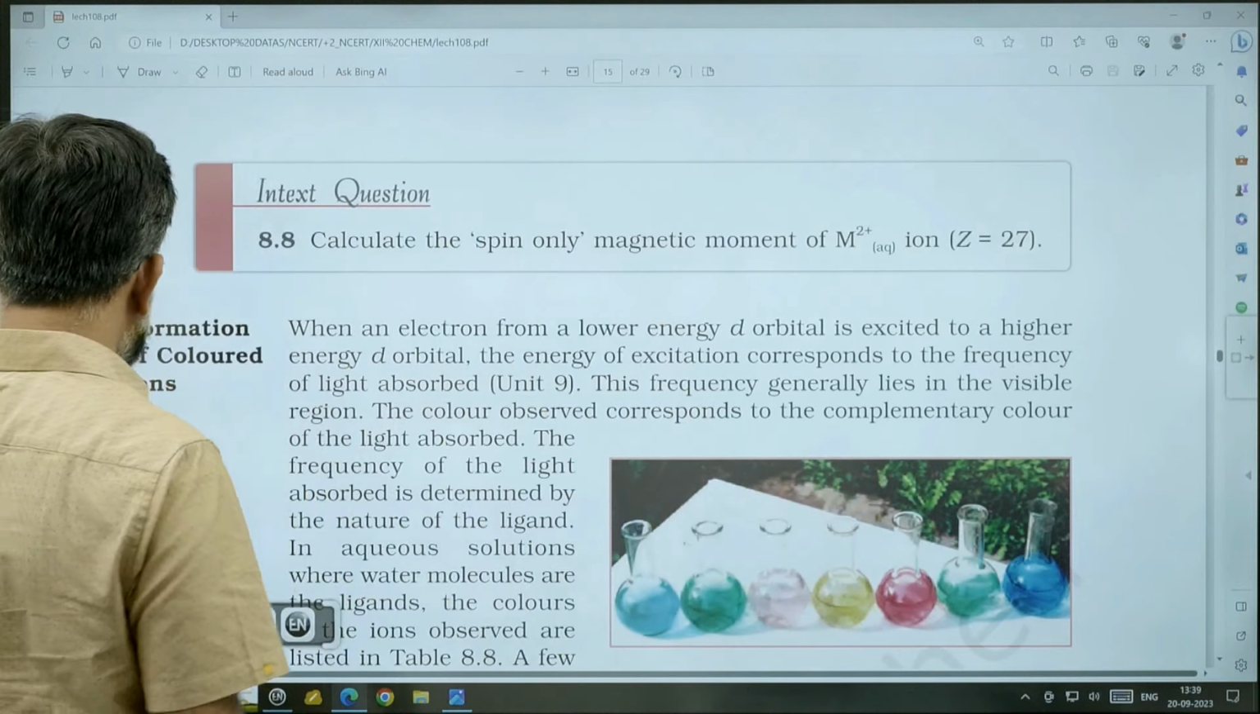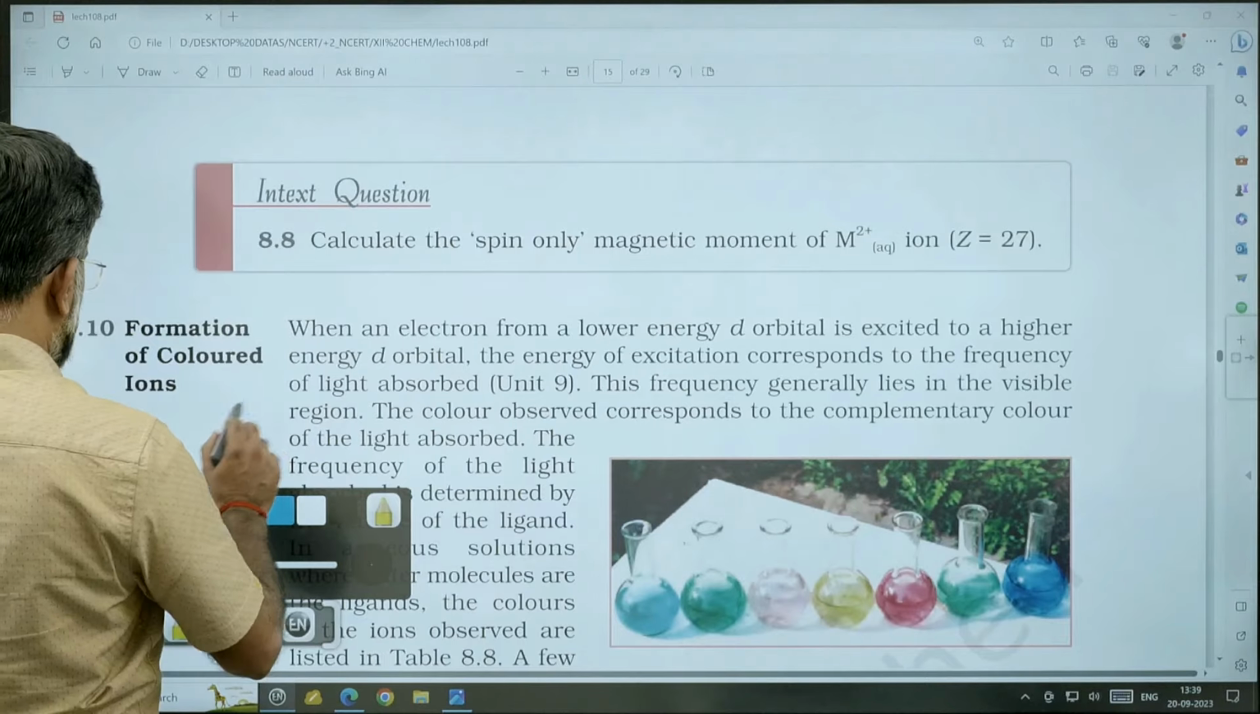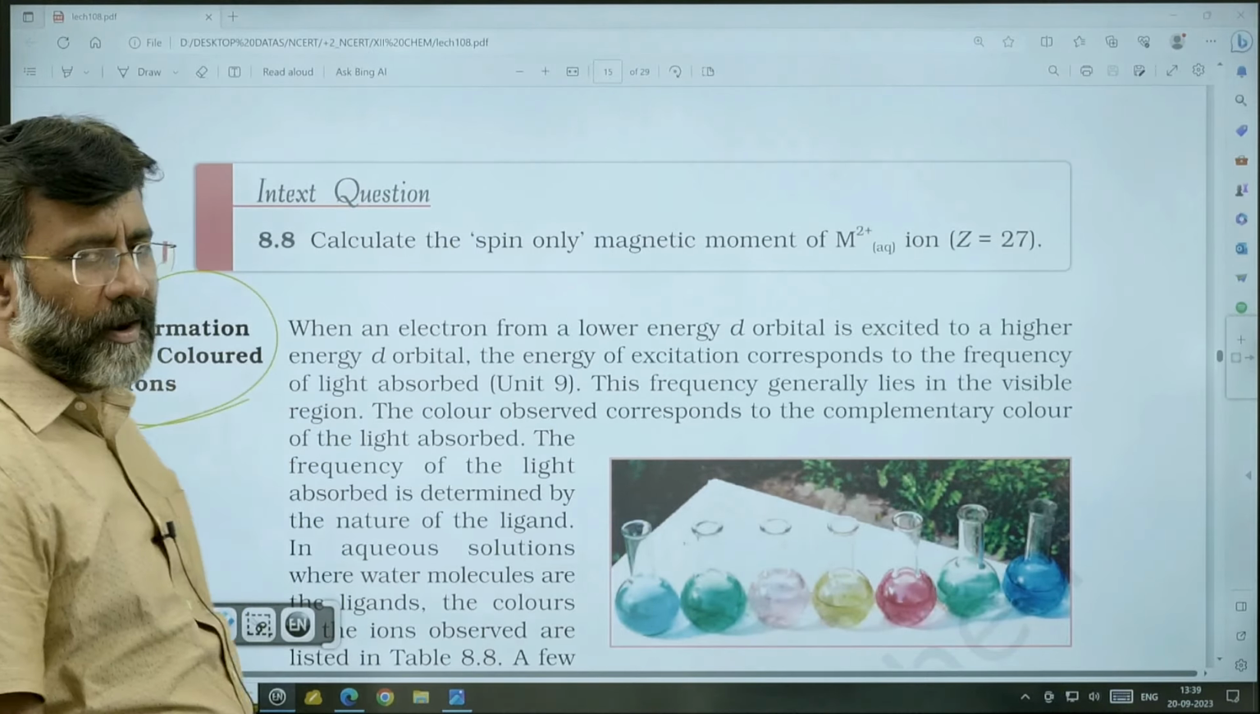And now the next topic is the formation of colored ions.